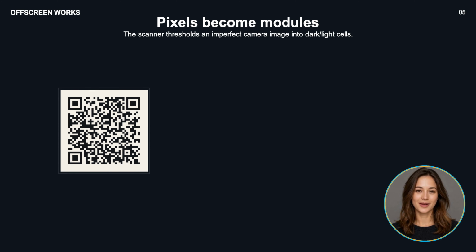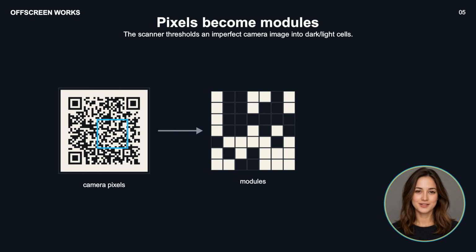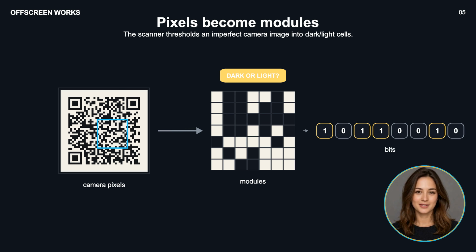After the symbol is found, the scanner samples it as a grid. The small black and white squares are modules. The camera image is not perfect. It has blur, shadows, perspective, and compression. So the scanner has to decide, is this cell dark or light? That decision creates a stream of bits, but one module is not one letter. The message is spread through many bits, mixed with service information and error correction information.